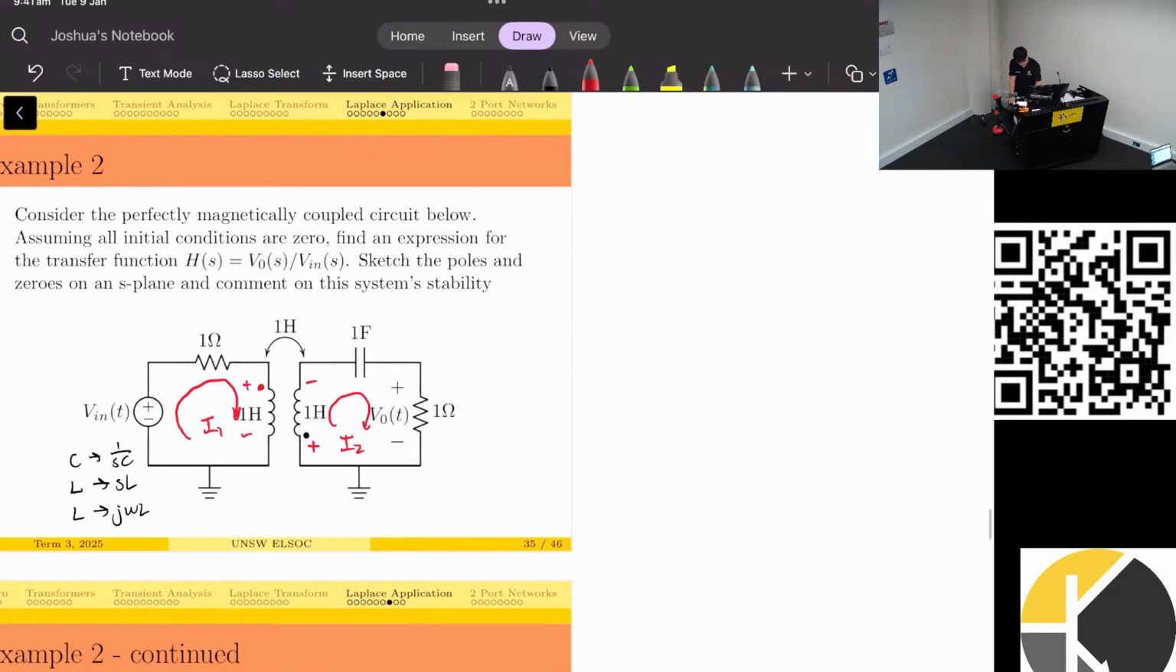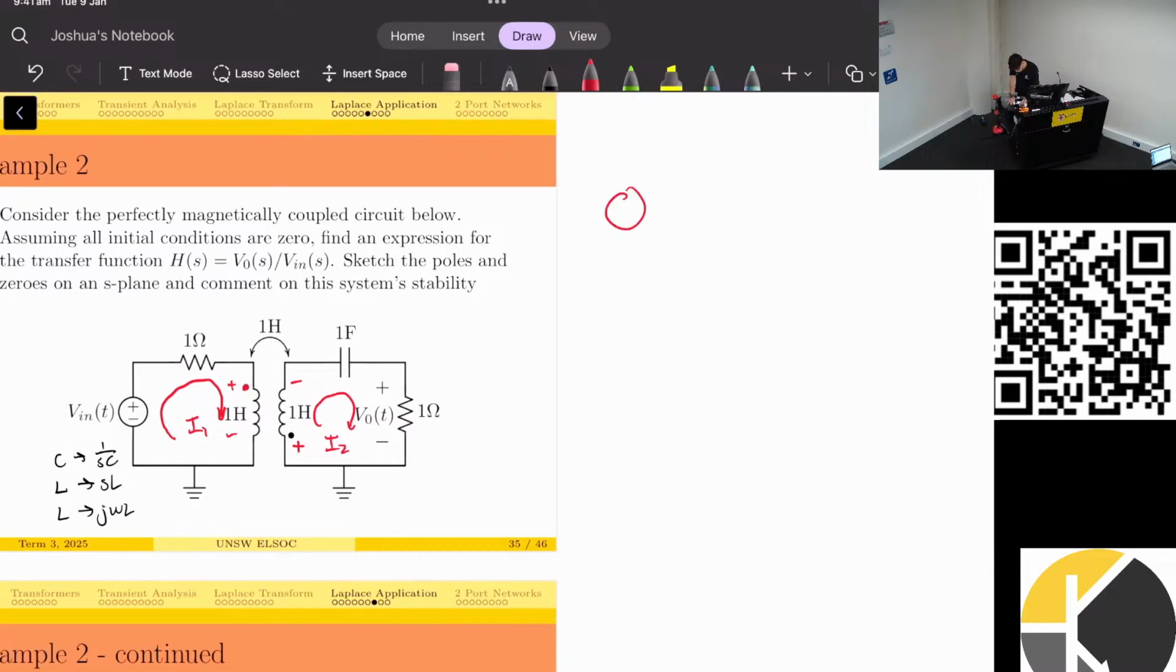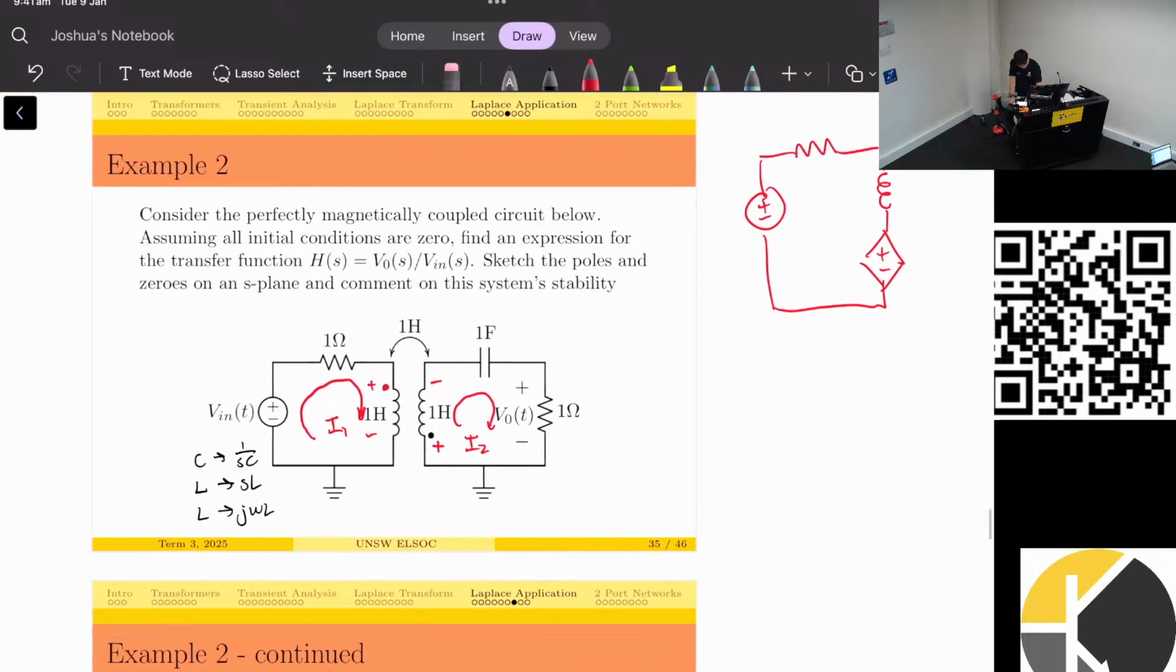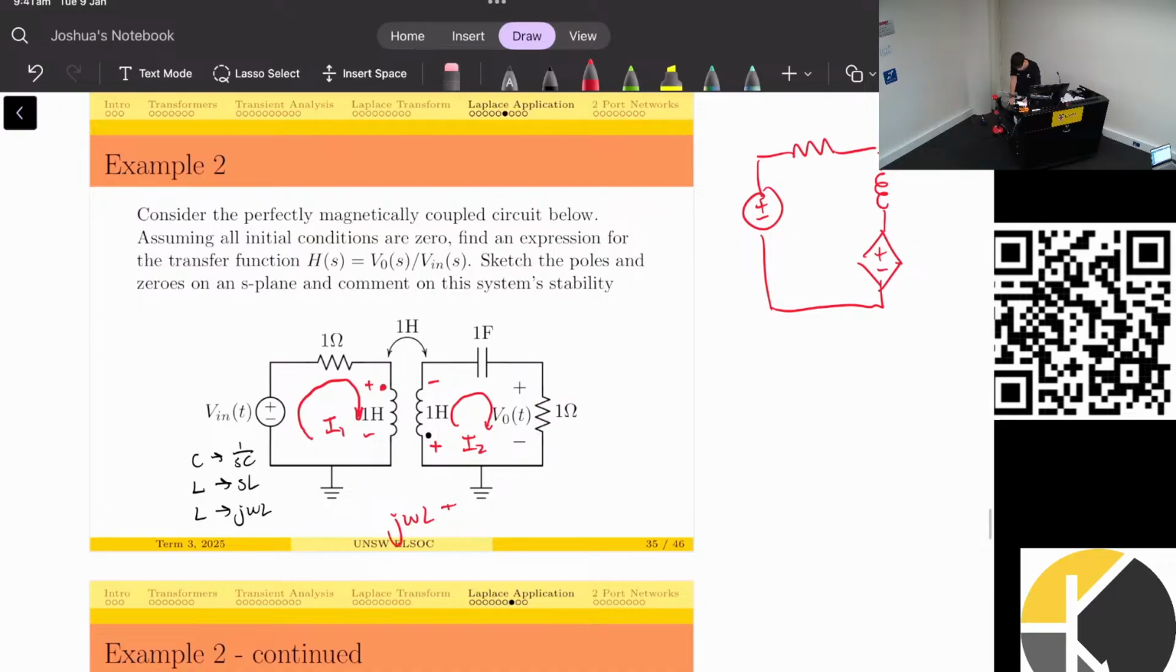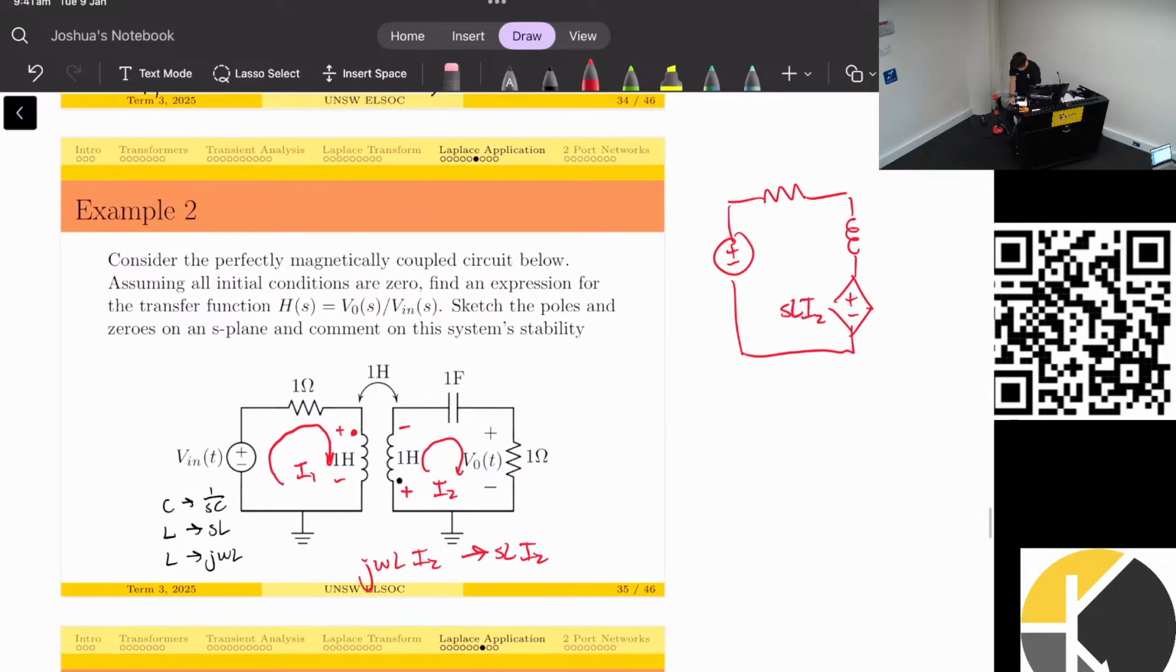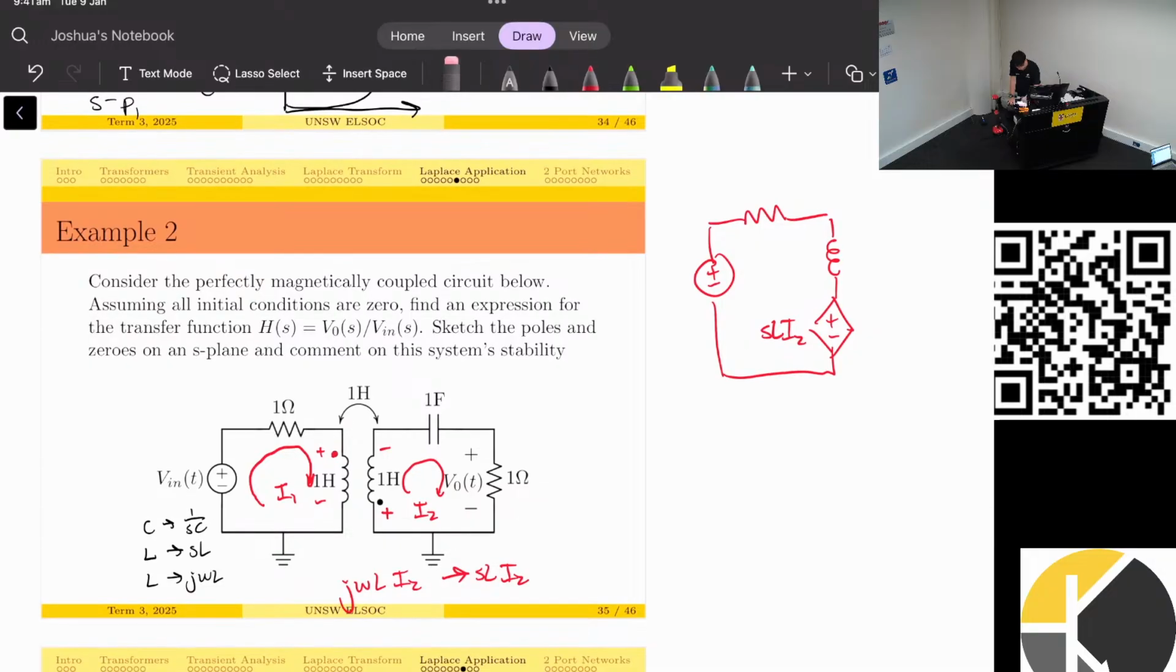So I might redraw the circuit using the equivalent model. So we have the voltage, the resistor, inductor, and I'm going to replace the mutual inductance with the equivalent model. So this is going to be plus minus. Usually this is j omega L I2. In the Laplace domain, this will just be SL I2. So I'm going to write it like that, SL I2. I might as well sub in the values now. Sorry, this meant to be M. So this is the mutual inductance. So M is 1. So this is just SI2.